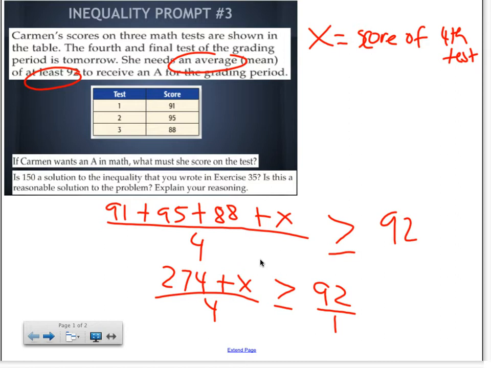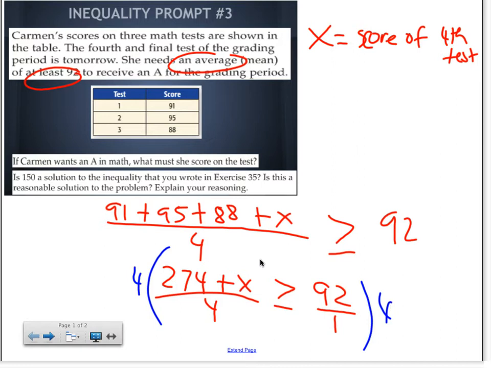Clearing fractions. We clear fractions by finding the LCM, least common multiple. In this case, the LCM for 4 and 1 is 4, right? So therefore, we just have to multiply everything by 4. That's how we clear our fractions, find the LCM.